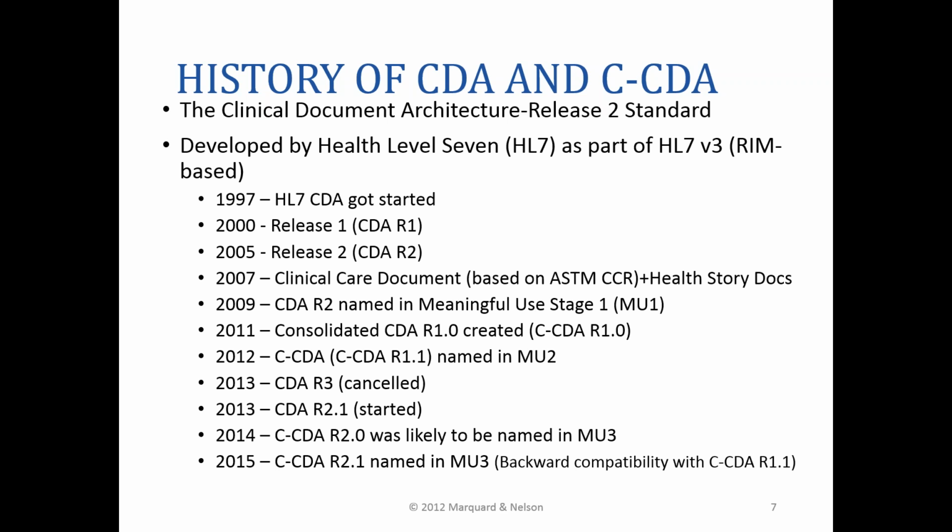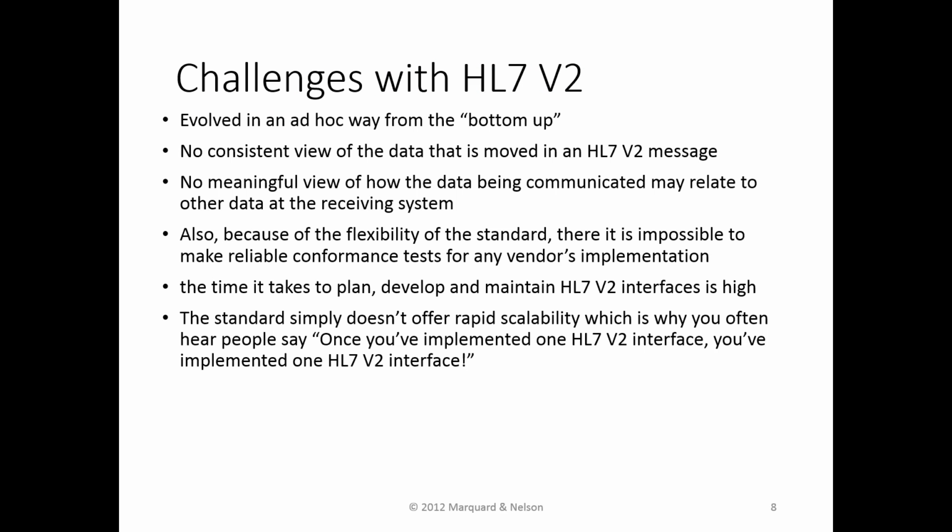The base standard continues to mature, but not as quickly or as radically as we had envisioned. We actually canceled Release 3, and we've been working on a modest Release 2.1 to the base standard. And most of the energy has really gone into refining these implementation guides, the thing that's called C-CDA, Consolidated CDA. And right now we are on 2.1, and that's what's named in Meaningful Use Stage 3. It is backward compatible with C-CDA Release 1.1, so any knowledge that started since the 1.1 time frame has persisted going forward.